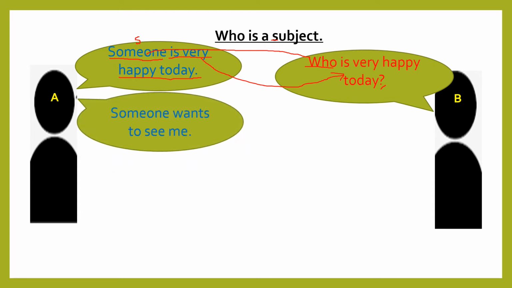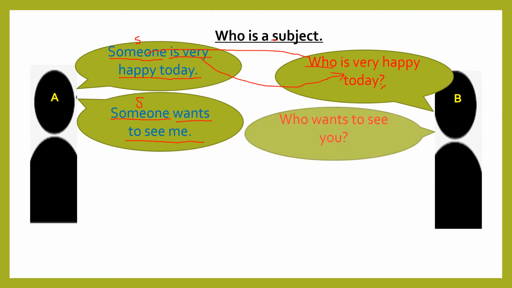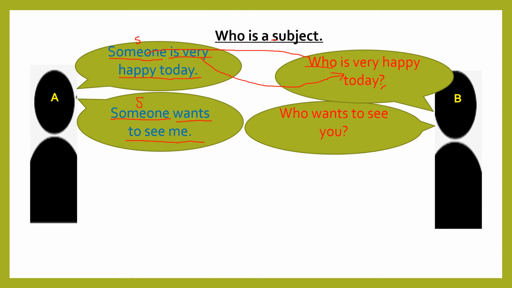Okay, the next sentence. A says, someone wants to see me. So then B wants to know who that someone is. And someone is a subject, and it's a somebody, so we need who. And the rest doesn't change. Wants to see, and we have to change me to you because for B it is you. So as a result we get, who wants to see you? A says someone wants to see me. B says who wants to see you?